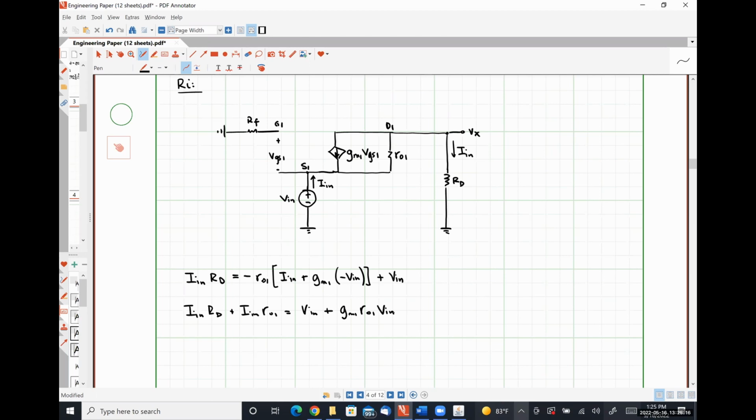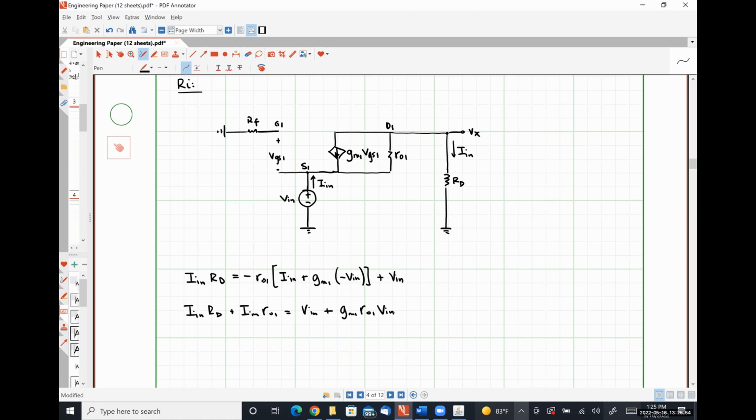So the INRD on the left-hand side stayed on the left-hand side, so nothing happened there. We have IN times R naught 1 and a negative sign. We move it to the other side. It gives us positive IN times R naught 1. We have negative R naught 1 times negative VN times GM1 on the right-hand side, which is where this GM1 R naught 1 VN comes from. So I feel like that's pretty legit. And then we have this VN all by itself. I would be hard pressed to mess that part up by just leaving it alone. So I feel like I got that part right.